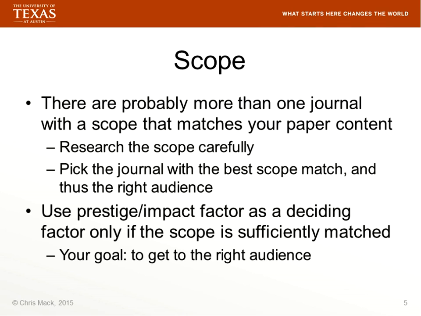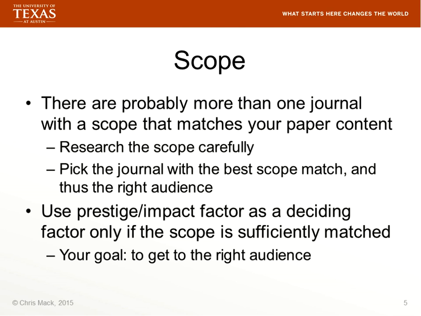So if you want to make sure that you don't get rejected on this very simple criterion, research the scope of the journal you're interested in carefully. Pick the journal with the best match to the scope. In other words, you want to find the right audience for your paper. You want to get the right people to read your paper, and those people read the journal that is the best scope match to your work.